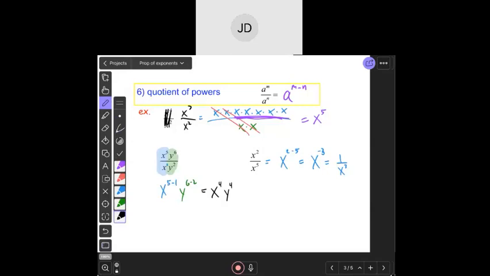So one last thing I need to show you guys real quick. Sorry, over time. I just get so excited about exponents. I talk too much.